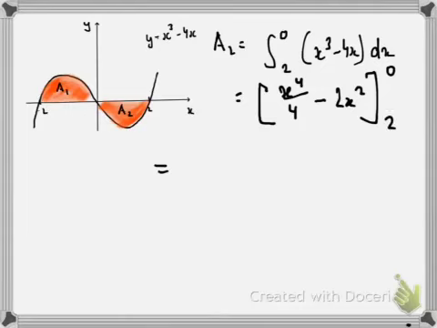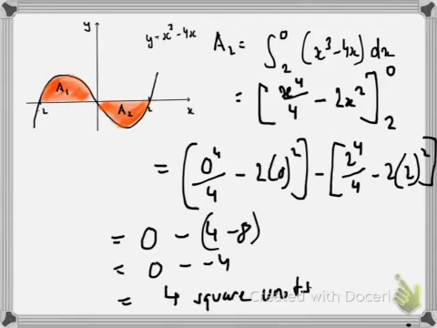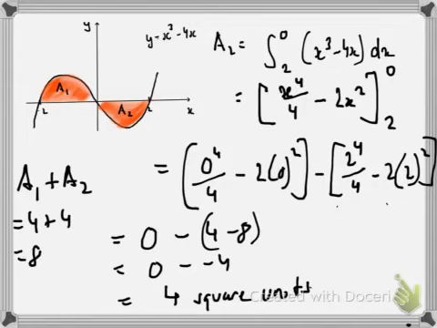Okay, so I might just pause it here and do this quickly, and we'll see what happens. Alright, as you might have predicted, we end up with exactly the same thing, 4 square units. Putting 0 in minus putting 2 in. So our total area, our A1 plus A2 equals 4 plus 4 equals 8 square units. Okay, got enough info now to have a go at exercise 9F on page 430.